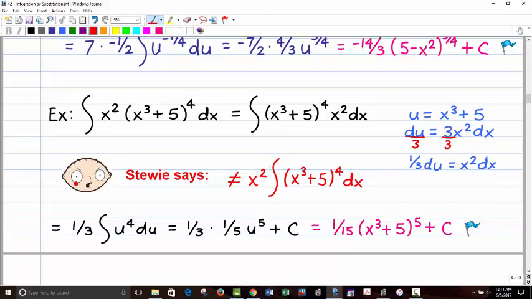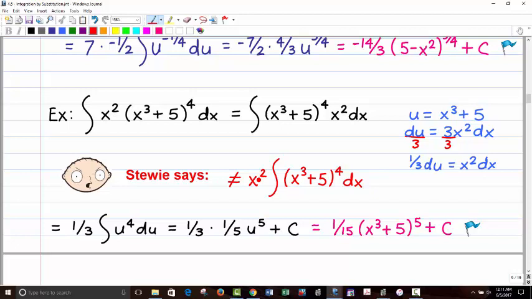Now, so I just put this in here, and I said this verbally a few minutes ago, but this is always a good reminder. So in other words, don't ever bring that variable outside the integral. That is absolutely wrong.